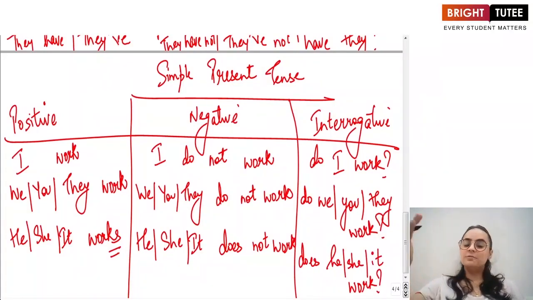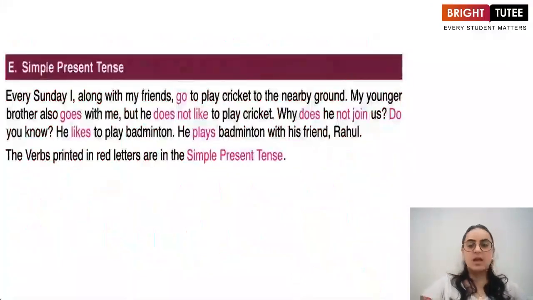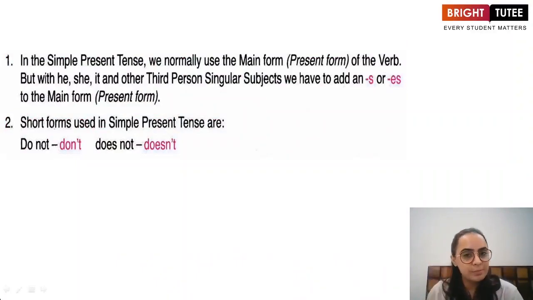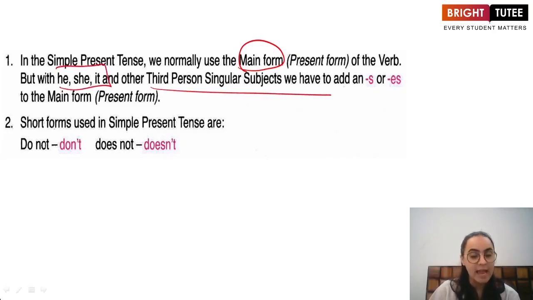So these are the different structures of the simple present tense in the positive, negative, and the interrogative form. Now let us understand them. In the simple present tense, we normally use the main form of the verb, that is the present form of the verb, and with the third person singular subjects, he, she, and it, we will always add s or es to the end of the main verb.